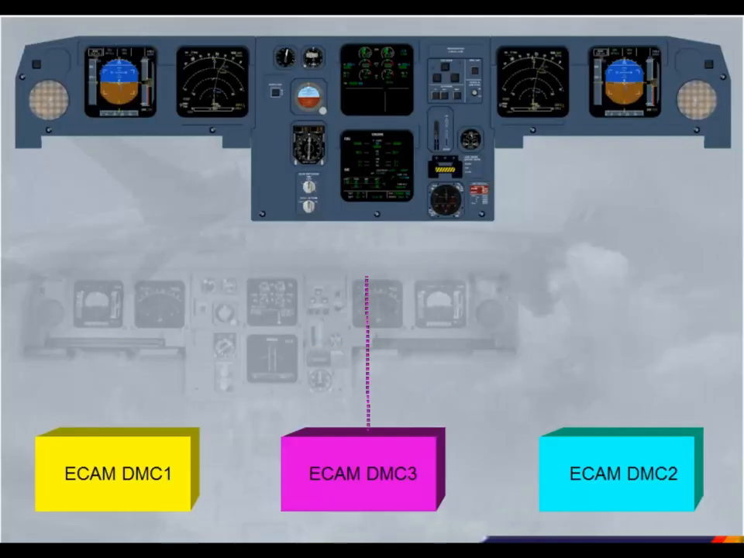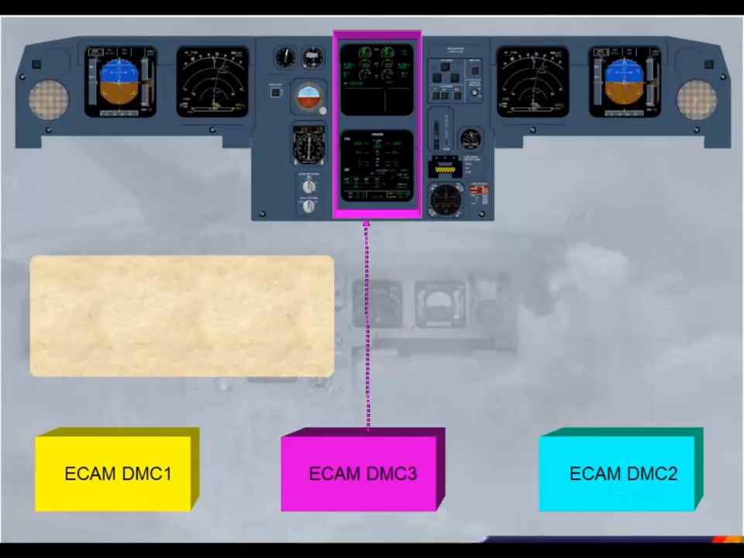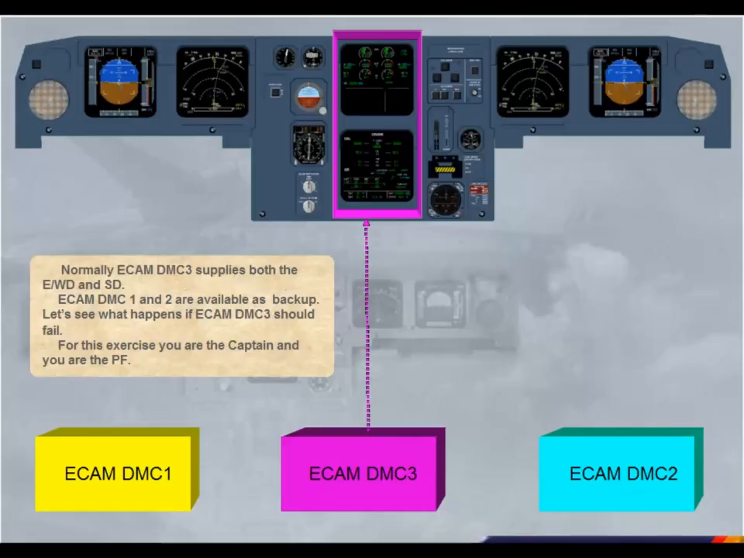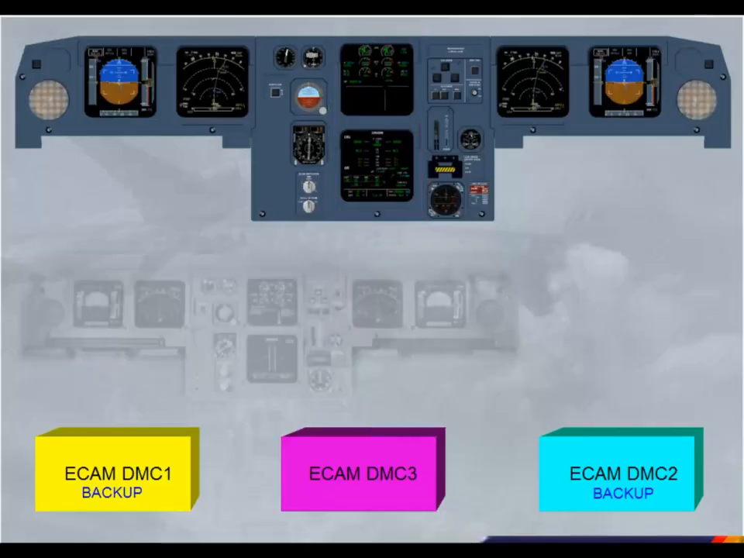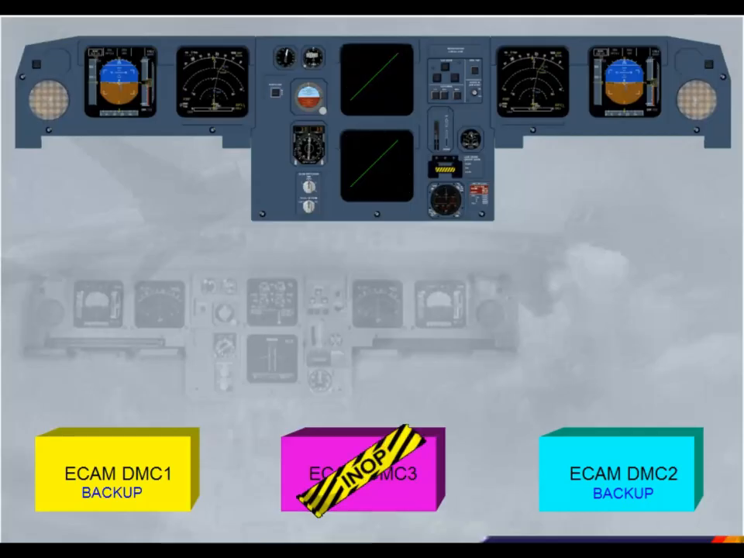Normally, ECAM DMC3 supplies both the engine warning display and system display. ECAM DMC1 and 2 are available as backup. Let's see what happens if ECAM DMC3 should fail. For this exercise, you are the captain and you are the pilot flying. When ECAM DMC3 fails, both engine warning display and system display are lost. You no longer have any information to monitor the aircraft systems.